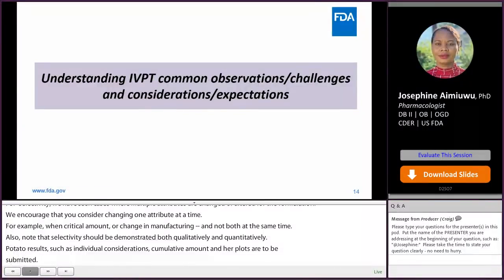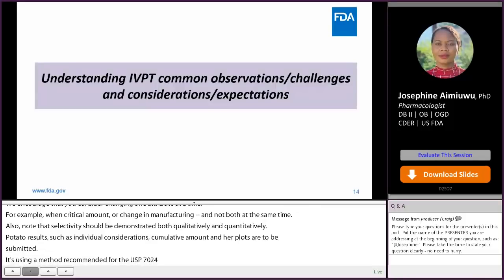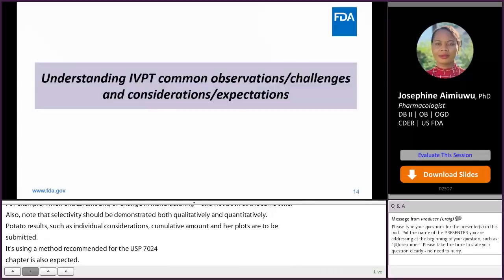The final phase of the presentation will provide again some examples of observations, considerations, and expectations for IVPT studies. Again, please note that the list of items mentioned here in this presentation are not exhaustive.